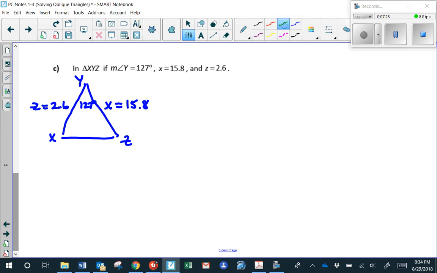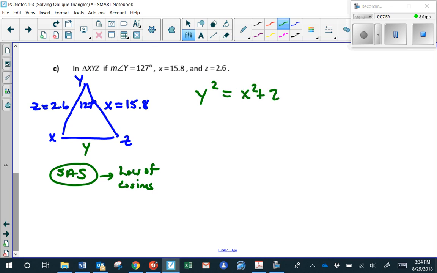Now, what you'll notice about this pattern of givens is that we have two sides and an angle, and the angle is in the middle of the two sides, so we have a side-angle-side situation. That means that we're going to use the law of cosines. Since we have angle Y, we want to start our law of cosines with y squared equals. So y squared, which is the side that we don't have, is equal to x squared plus z squared minus 2xz cosine of angle Y.